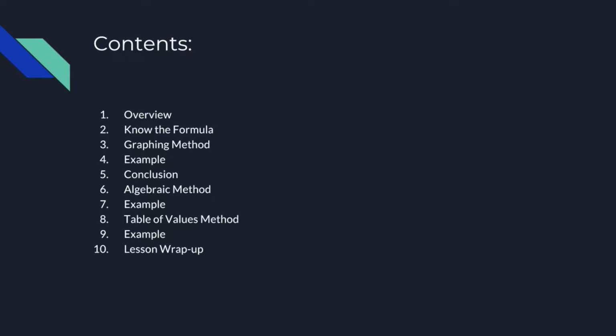So, in this presentation, we're going to have an overview at the beginning, covering the lesson. Then we're going to learn about the formula. Then we're going to have a graphing method of average rate of change, an example of this graphing method, and then a conclusion about the graphing method. And then we're going to look at an algebraic method, an example of one, a table of values method, and an example of one of those as well. And then we're going to wrap up the lesson with a few key things that we need to take away.